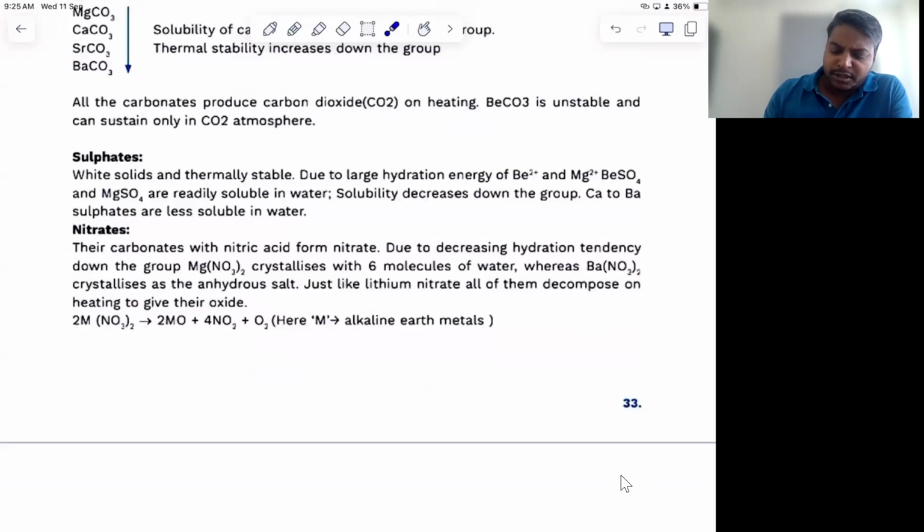Nitrates: carbonates with nitric acid will give nitrates, with decreasing hydration tendency down the group. Magnesium nitrate crystallizes with 6 molecules of water, whereas barium nitrate crystallizes as the anhydrous salt, just like lithium nitrate. All of them will decompose into their oxide forms like this.